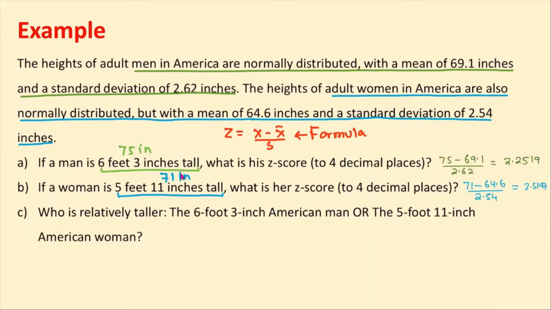So let me write that answer quickly here. For part C, I can say since the z-score for women is larger, they are taller compared to men.